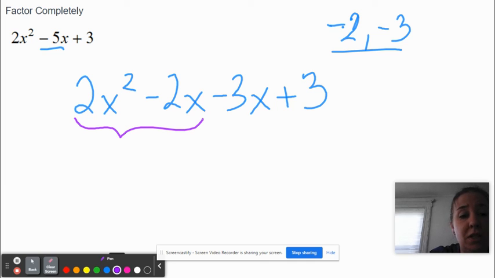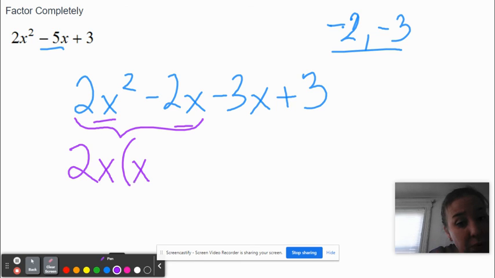Okay, GCF of 2 and 2 is 2. X has got to come out because it's common in both. Okay, 2x times what is 2x squared? 2x times x. 2x times what is negative 2x? Minus 1. Right, because 2x is already 2x.